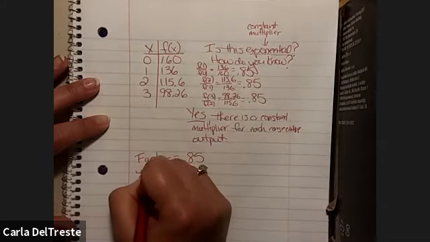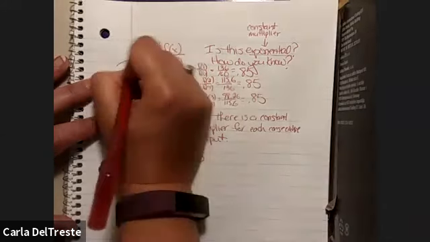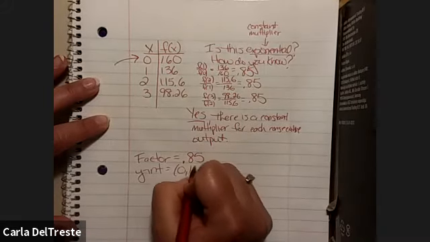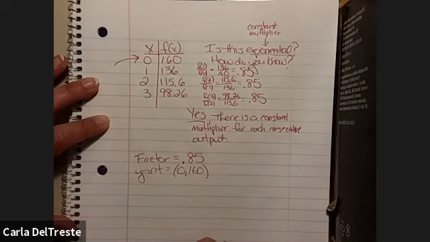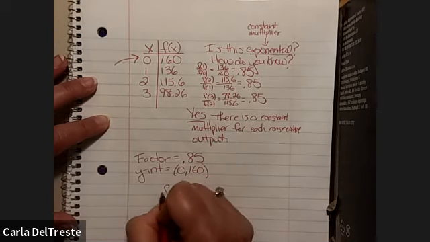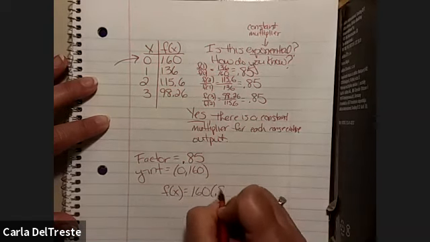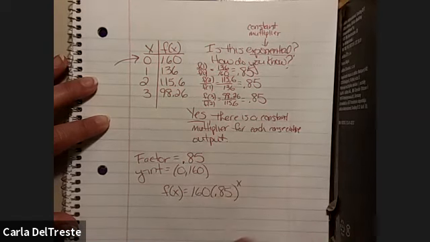Can I pick out the y-intercept? I should be able to. It always occurs when x equals 0. My y-intercept is 0, 160. Can I put together the equation for this function? f of x equals 160 times 0.85 to the x.